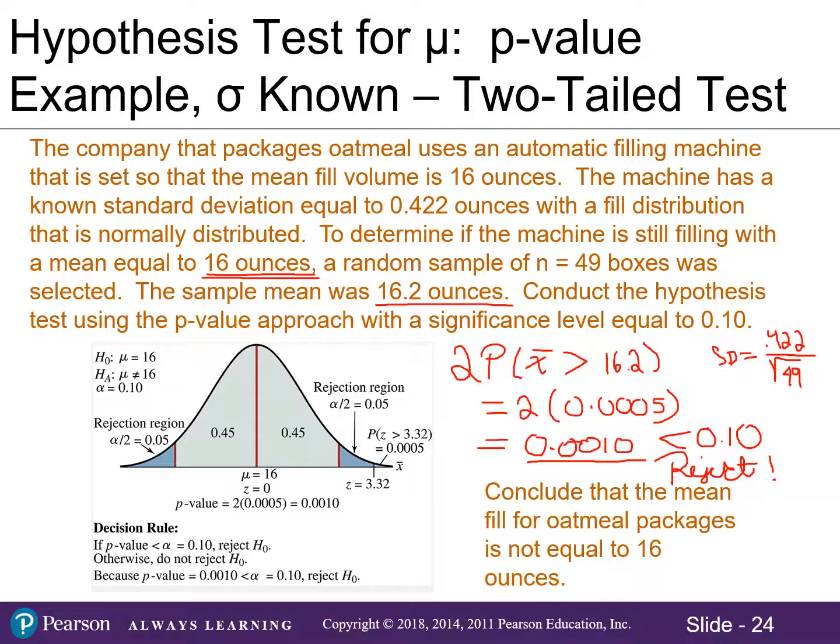Okay, so I'm going to reject my null hypothesis. It appears to be evidence to support my alternative. It looks like it's not filling at actually 16 ounces. We should probably work on our machine.